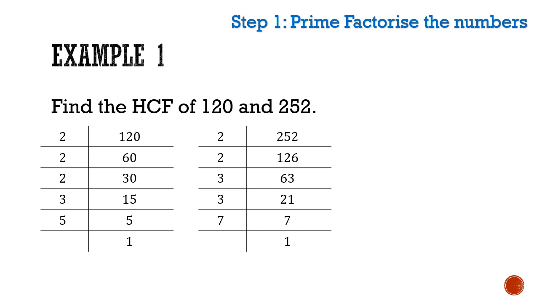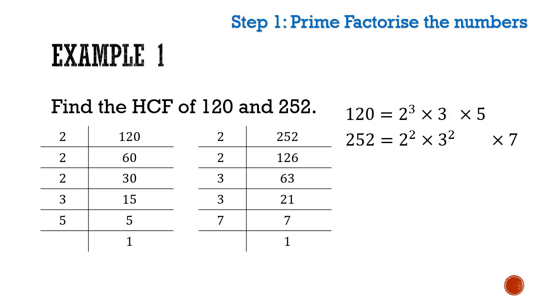Then once we're done with the ladder frame, we can rewrite the two numbers as the product of their prime factors. So 120 is equal to 2 cubed times 3 times 5. 252 is equal to 2 squared times 3 squared times 7. Next, I'm also going to add the indexes for the numbers that do not have an index. So here are the ones. This way I can move on to step 2.